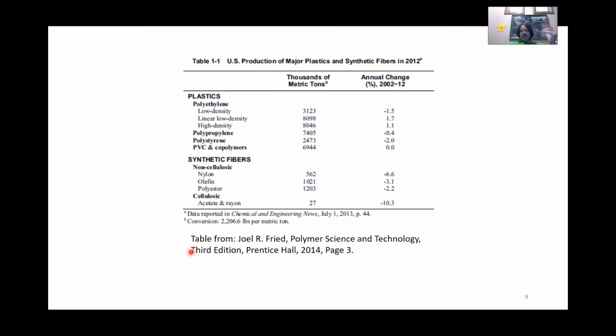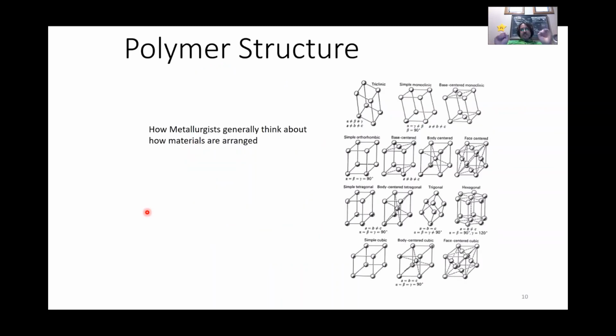This table didn't come from the recommended text. It came from this book I've referenced here, Joel Fried, Polymer Science and Technology. There are many polymer texts out there for you to take a look at if you're so interested. We're going to start talking a little bit about polymer structure, and then we'll cut it off and make a segue into basic organic chemistry.